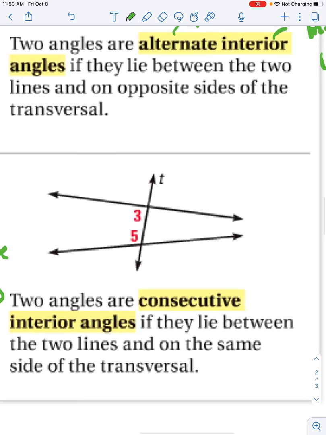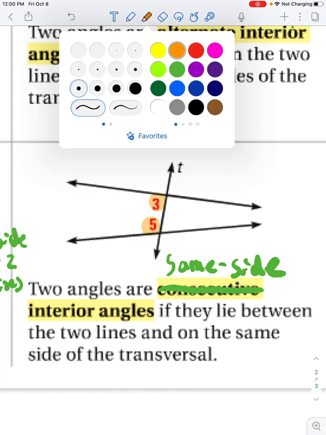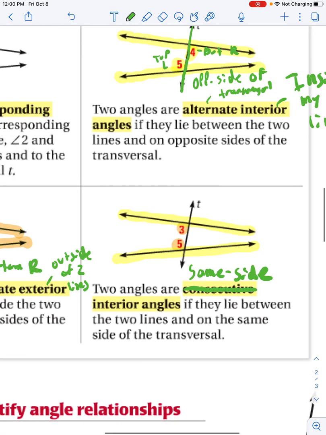And then this one is written as consecutive. I'm going to call it same side interior angles. Consecutive or same side, you'll hear me refer to it as same side. Again, inside my two lines on the same side of the transversal.